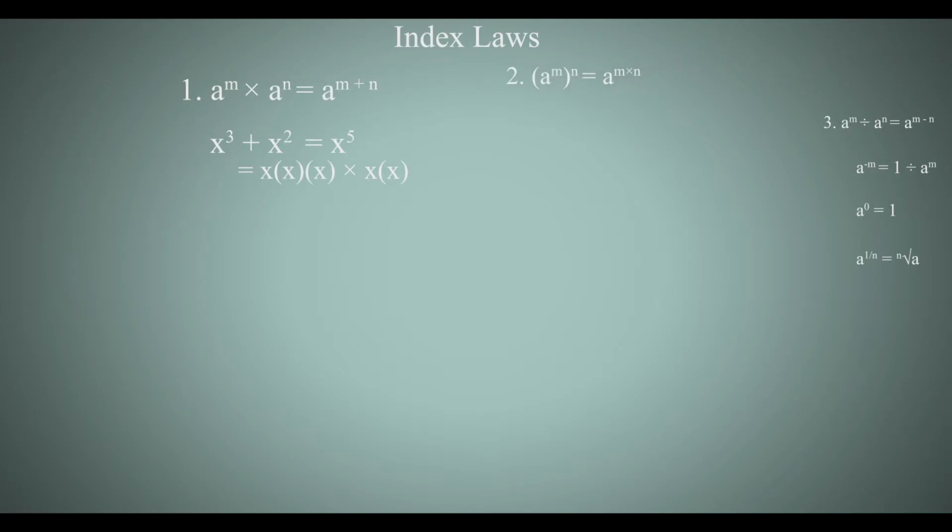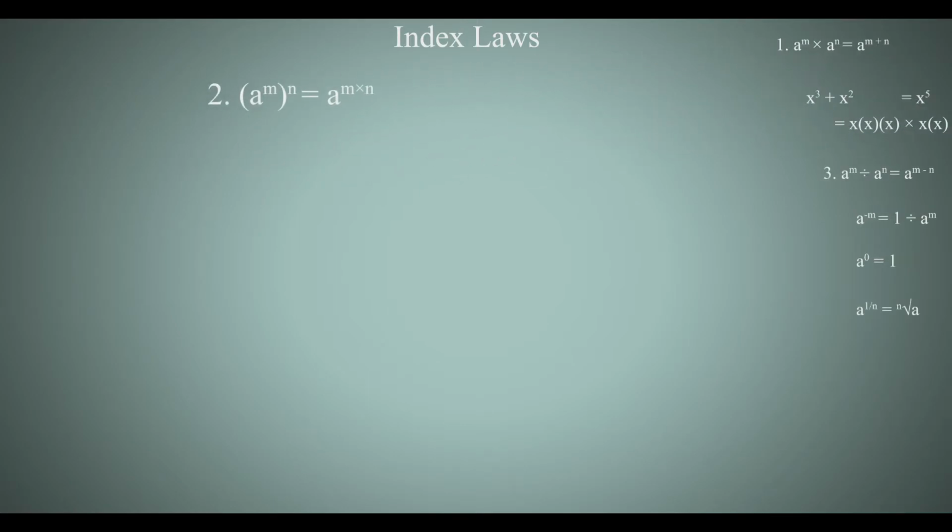So our second index law stated that a to the power of n, in brackets, to the power of m is equal to a to the power of n times m. So let's take an example. Let's say we have x to the power of 2 all to the power of 3. That basically is saying, in expanded form, that we're doing x to the power of 2 times x to the power of 2 times x to the power of 2.